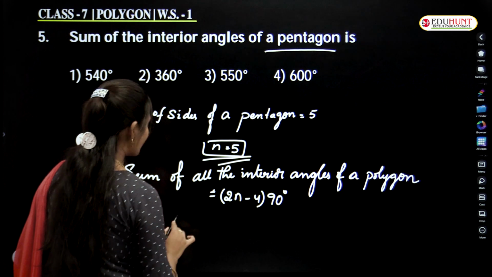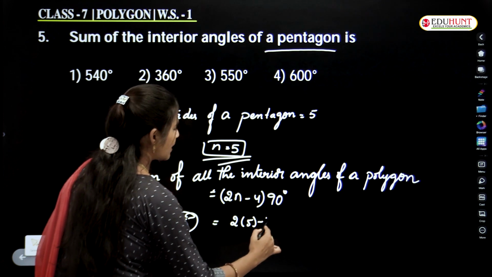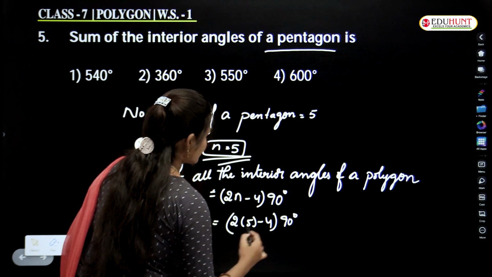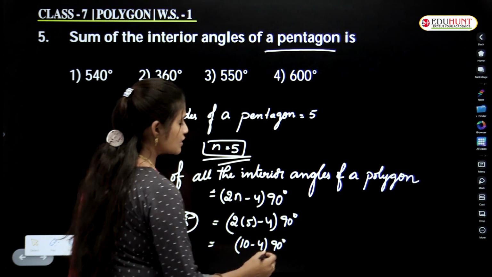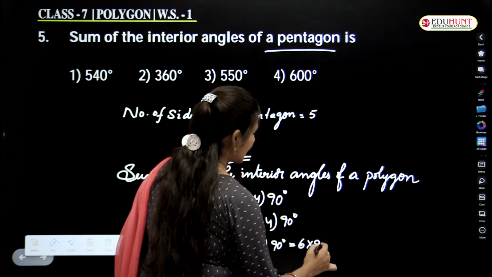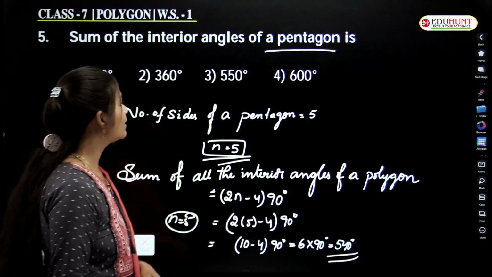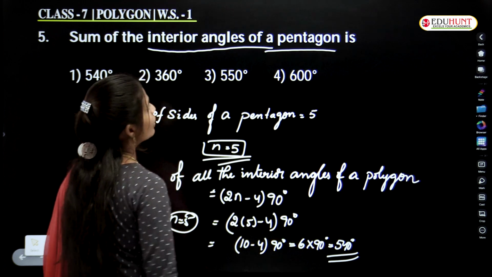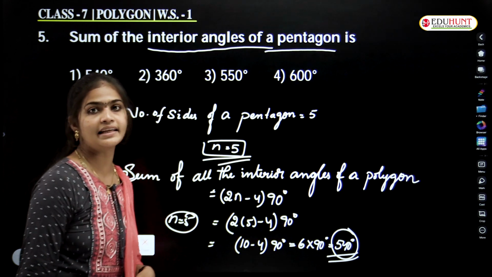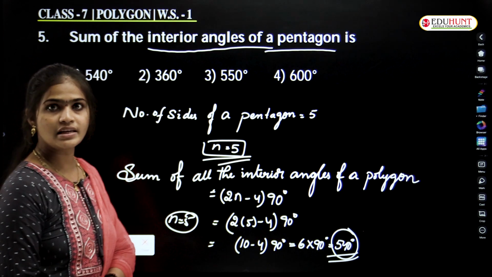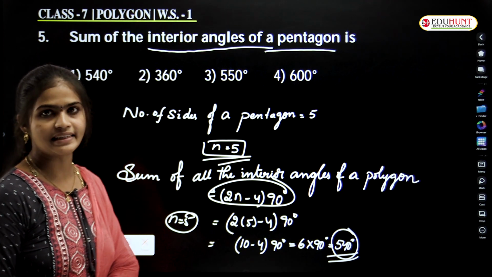So here n is equal to 5. Substitute n equals 5: 2 into 5 minus 4 into 90 degrees. 2 into 5 is 10, 10 minus 4 into 90 degrees. 10 minus 4 is equal to 6, and 6 into 90 degrees is equal to 540 degrees. So the sum of all the interior angles of a pentagon is equal to 540 degrees. Which formula did we use here? The sum of all interior angles of a polygon is 2n minus 4 into 90 degrees.